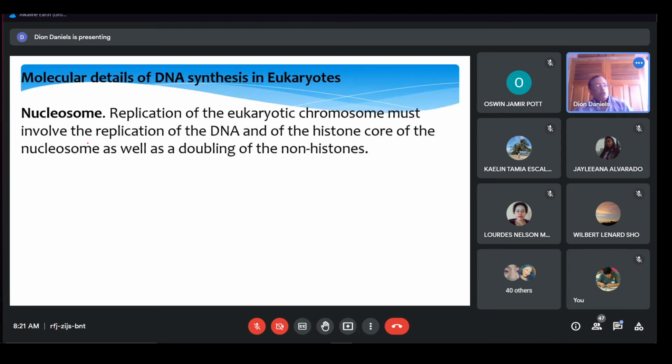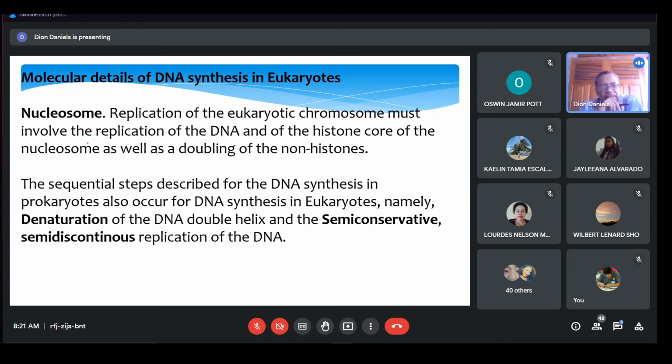So whenever you have DNA replication, it is not only the DNA molecule that must replicate, but you have to have those histone proteins that also need to replicate, because the DNA will need something to wrap around. So everything must replicate. When you have DNA replication, you have the DNA molecule replicating, the histone proteins, as well as the non-histone proteins. All right?